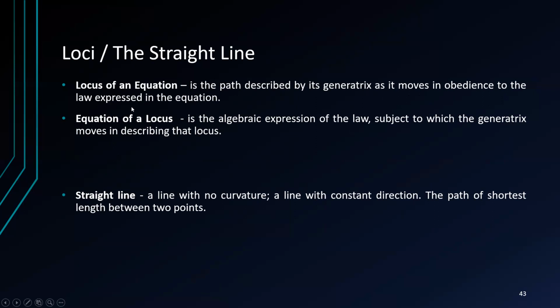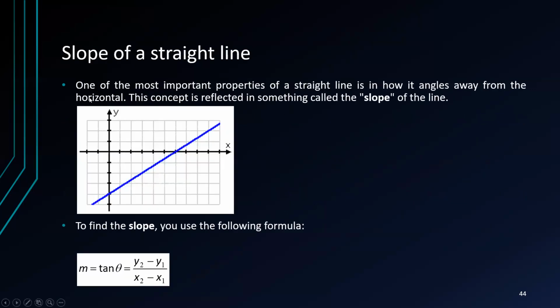Straight line is a line with no curvature, a line with constant direction. So the path of shortest length between 2 points. Slope of a straight line. One of the most important properties of the straight line is in how it angles away from the horizontal. This concept is reflected in something called the slope of the line. So ito yung inclination niya. So to find this slope, use the following formula. M is equal to tangent theta is equal to y2 minus y1 over x2 minus x1.